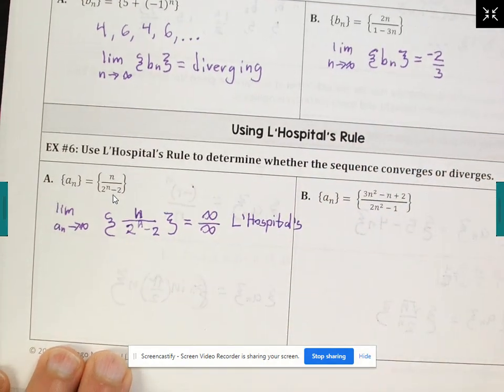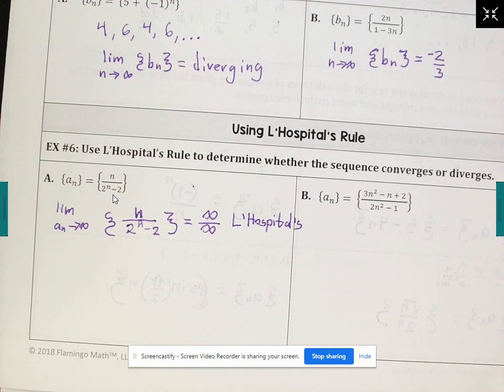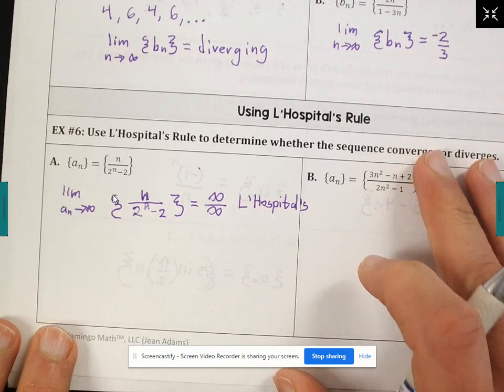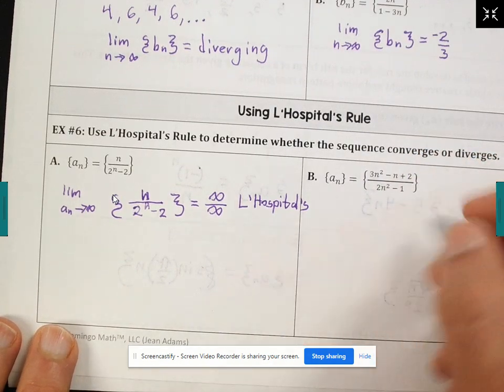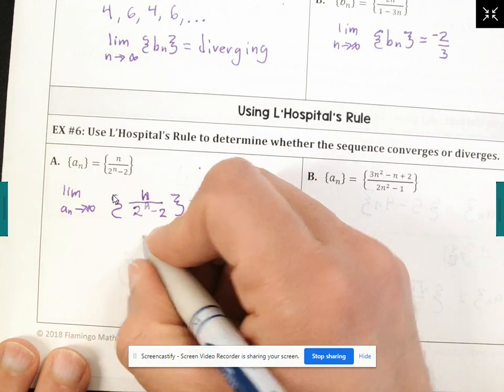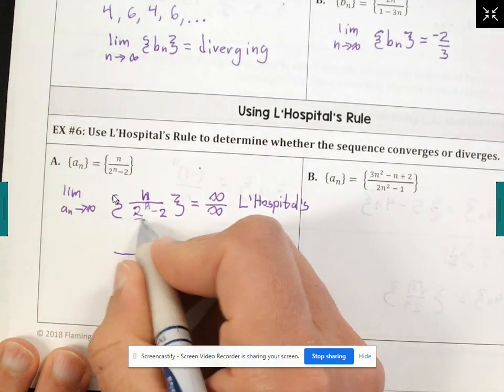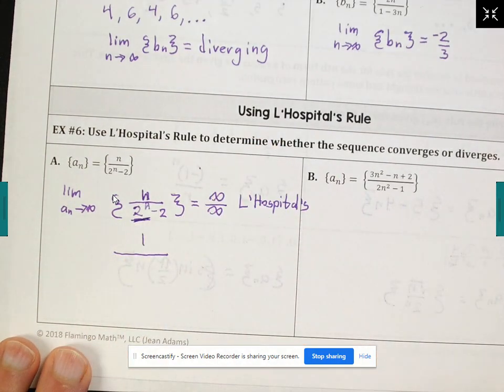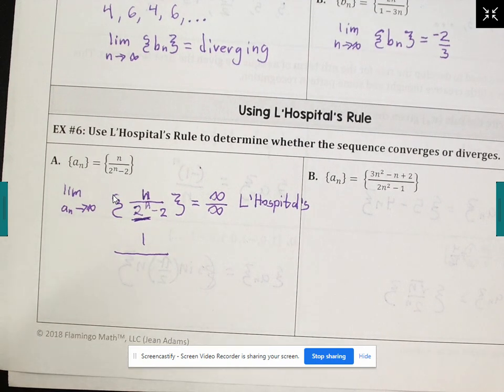And yes, I did not misspell it. Did not call it Le Hospitals or Hospitals rules. All right, so we're gonna use that. So what's the derivative of n? 1. Now this is the one you may not remember because we don't do it very often. Do you remember how to take the derivative of an exponential function that's not e to the n? You probably don't.